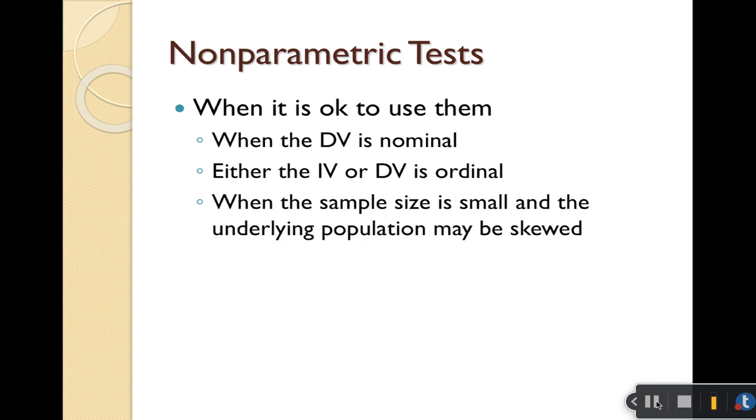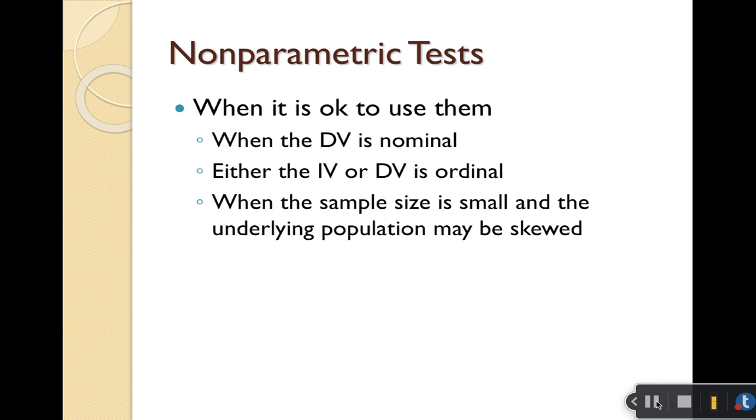For example, a lot of times our dependent variable might be something that's actually nominal or categorical, or it could be an ordinal measurement. Also, sometimes when we have a small sample size and we might be working with a population that has skewed data, a non-parametric test might be a better fit.